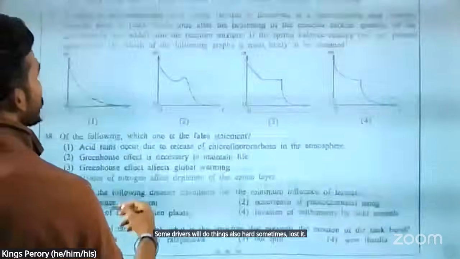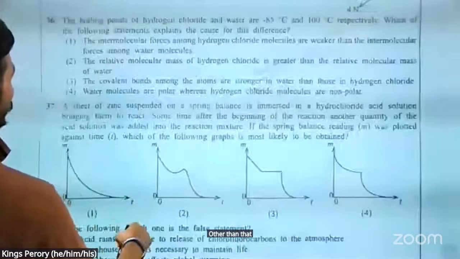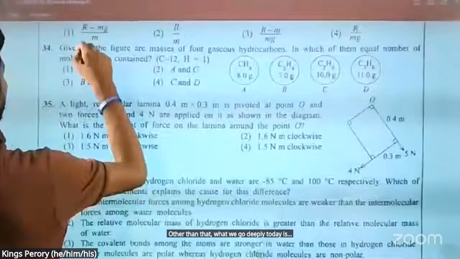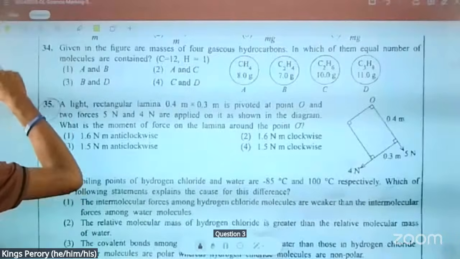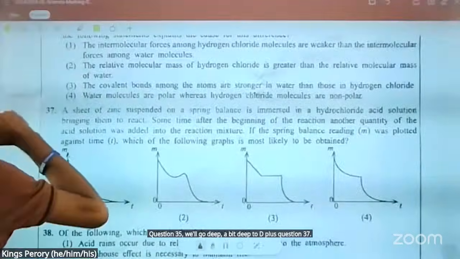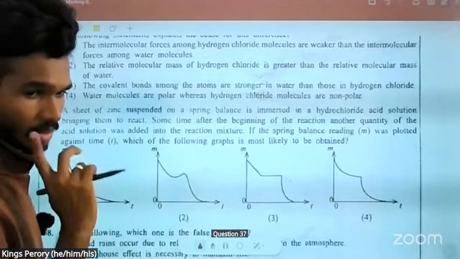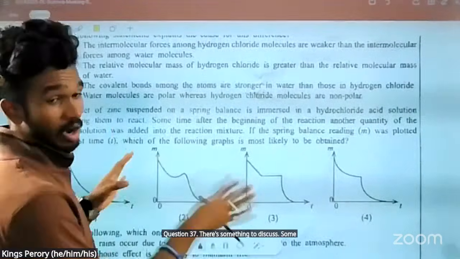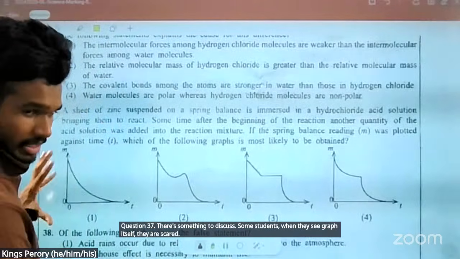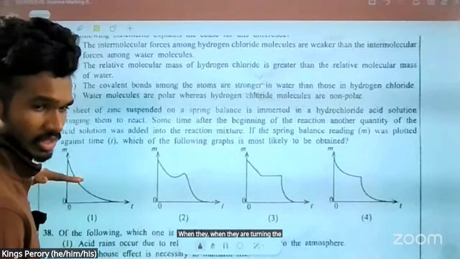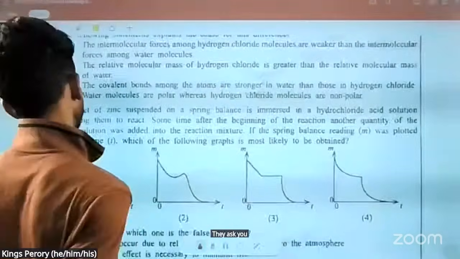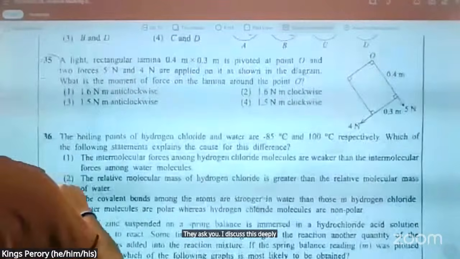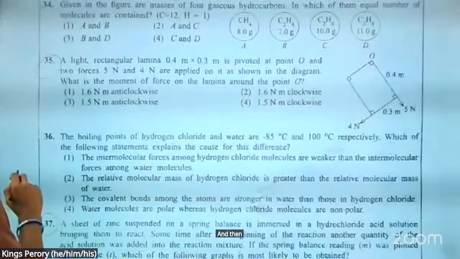Other than that, what we will go deeply into today is question 35. There is something to go deep. Plus question 37, there's something to discuss. Some students, when they see a graph itself, they are scared. When they are turning the pages, if they see a graph question itself, they are scared. I'll discuss this deeply, plus question 35, and then we'll go in the normal order.